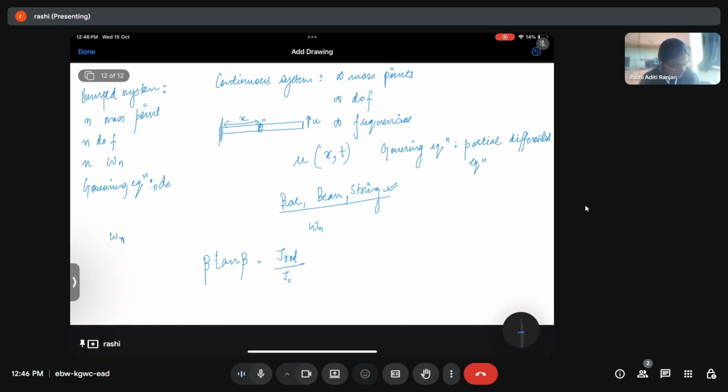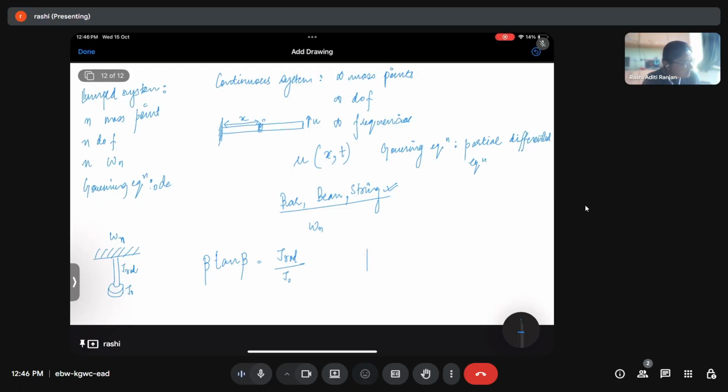If you remember, there was this reference, there was this rod, something like this. This was J naught, and this was J rod, right? So we were solving beta tan beta is equal to J of rod by J naught, right? We had to find the values of beta.